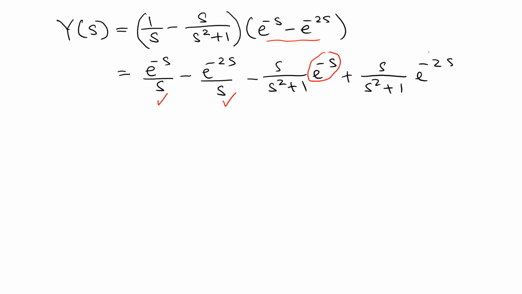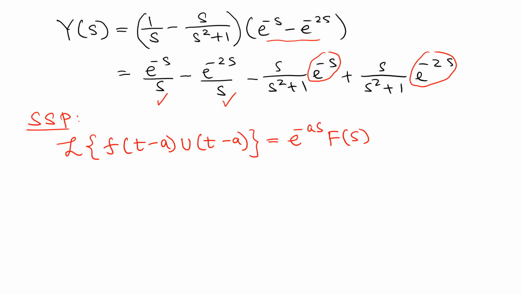So this special term needs a new technique. The new technique is that we have to use the second shifting property. What it says is that the Laplace transform of f(t minus a) times u(t minus a), the product, is equal to e to the minus a s, the same minus a everywhere, times F(s). F(s) is the Laplace transform of the original function.